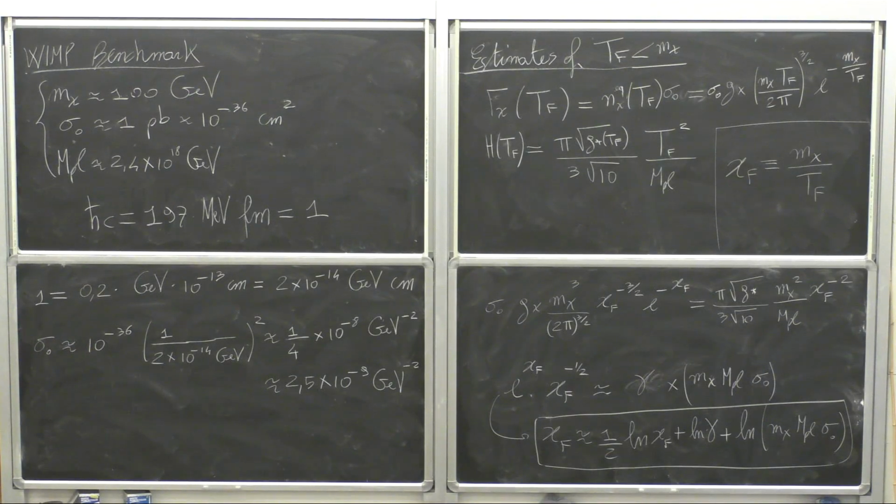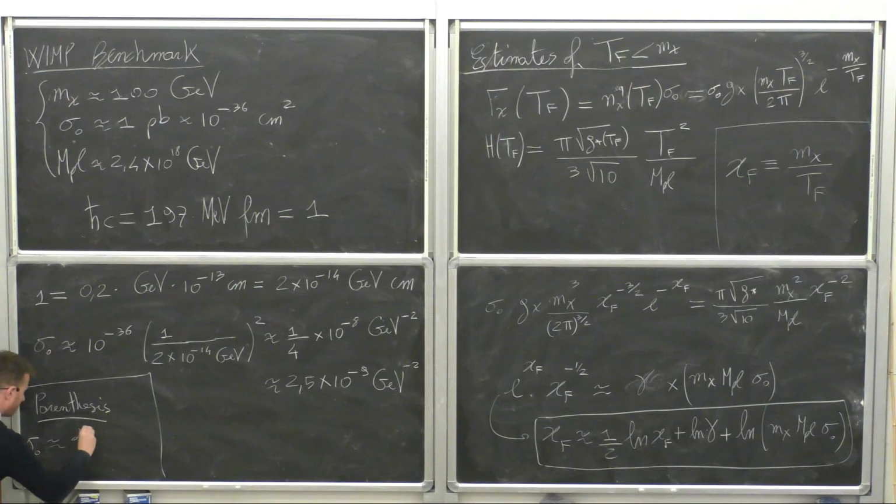Let's say in parenthesis, if you plug for sigma 0 this expression, where alpha is 10 to the minus 2, the fine structure constant for weak interactions, 32 pi is phase space, just to count carefully, and you put here the weak scale, that's the number you get.